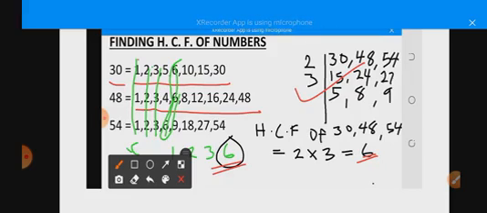You could try out factors, common factors, and highest common factors of 50, 20, 25. Try them out using this method.